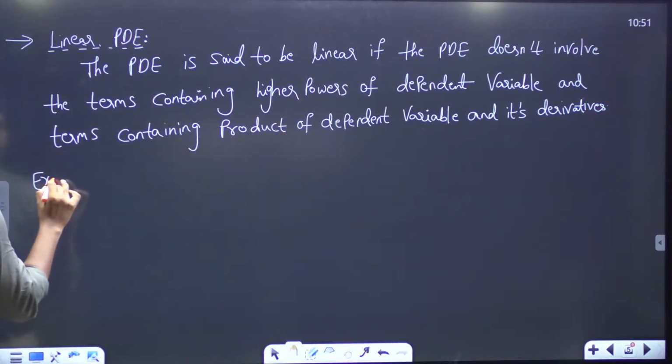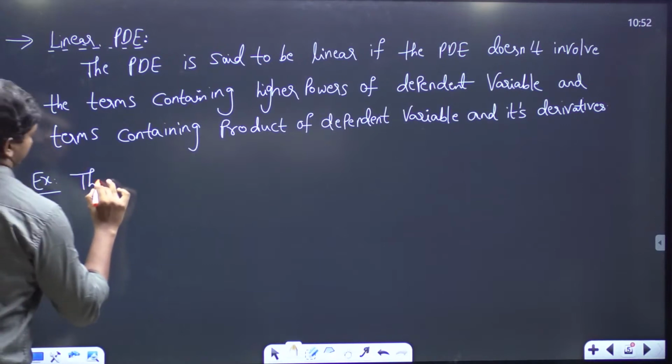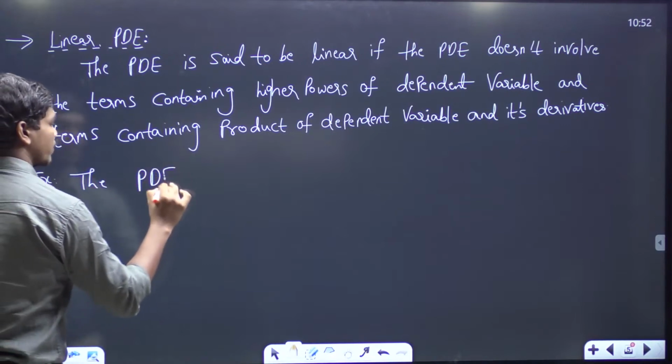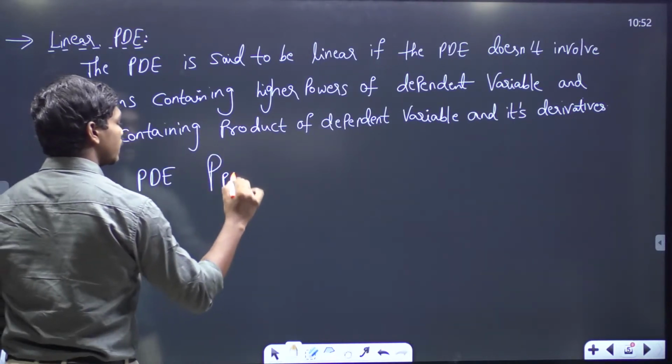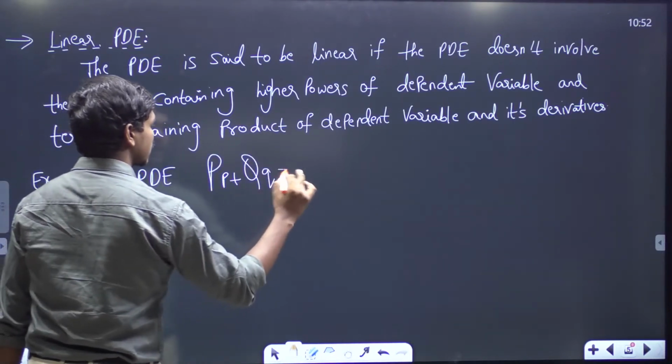Example, the PDE capital P into small p plus capital Q into small q is equal to R.